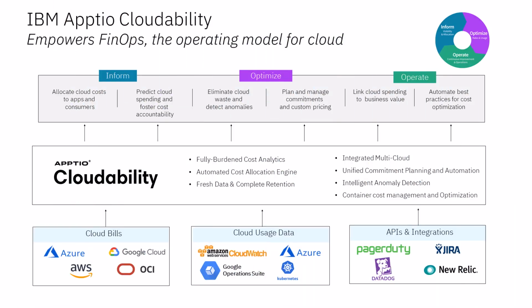Cloudability empowers FinOps, which is the operating model for the cloud. The platform normalizes spending data, but what really does that mean? Other platforms can take in data from AWS, Azure, and GCP, then surface it on separate dashboards, but they leave it up to the client to aggregate the data. Cloudability's strength is its ability to ingest data from AWS, Azure, and GCP, and aggregate the data and then surface it into one dashboard.